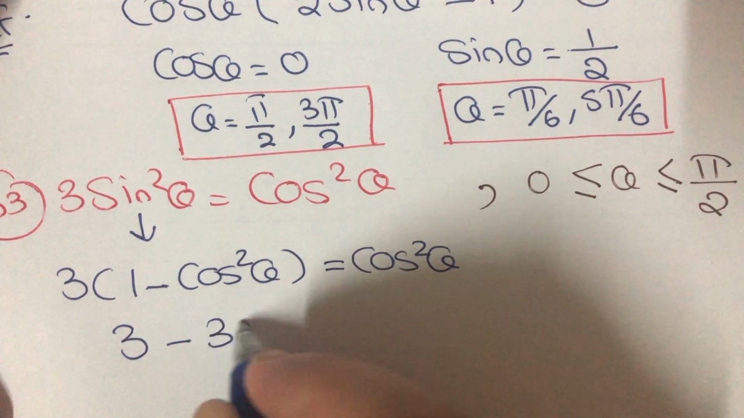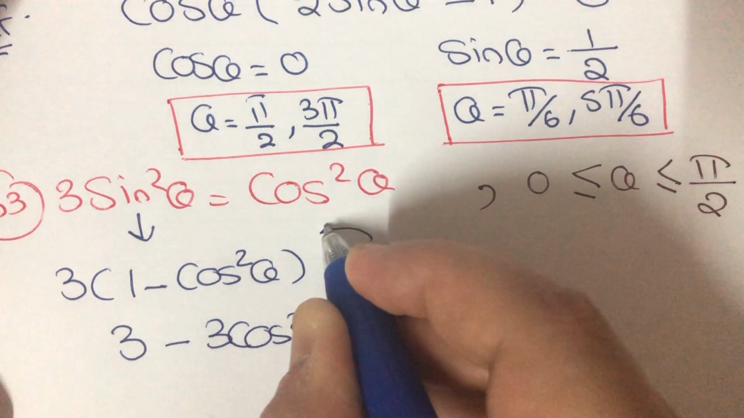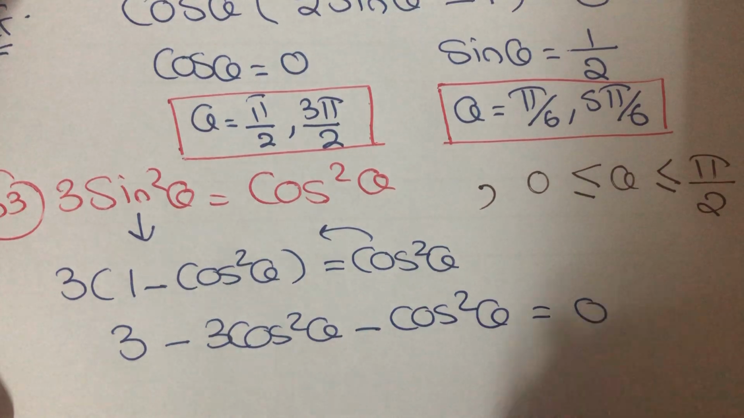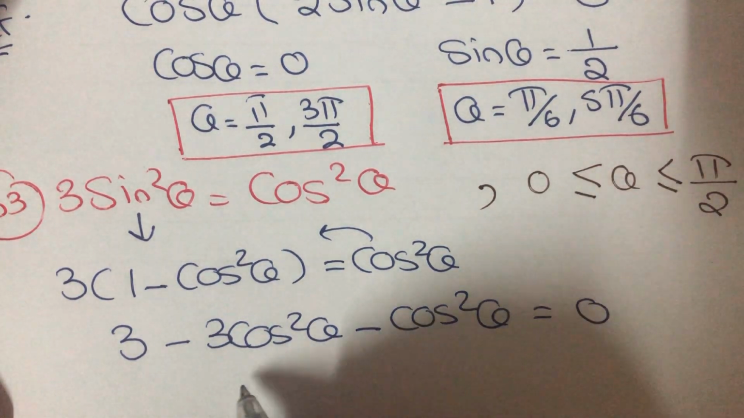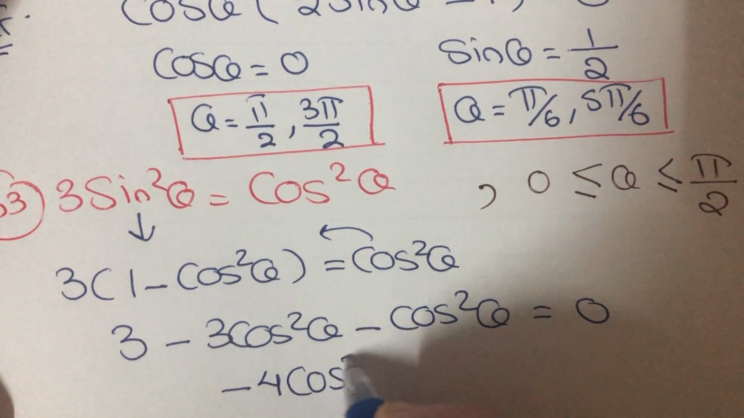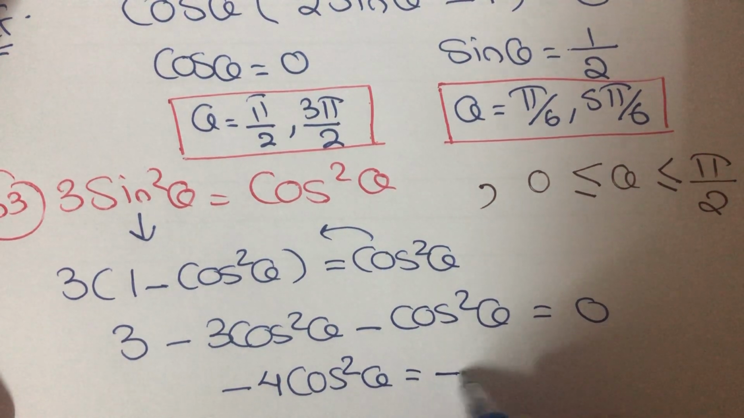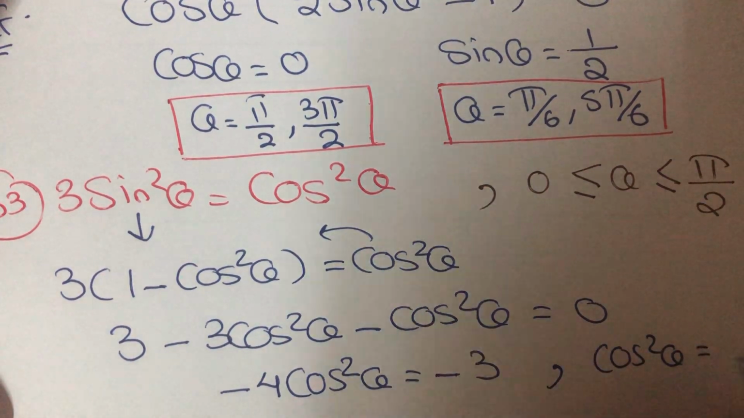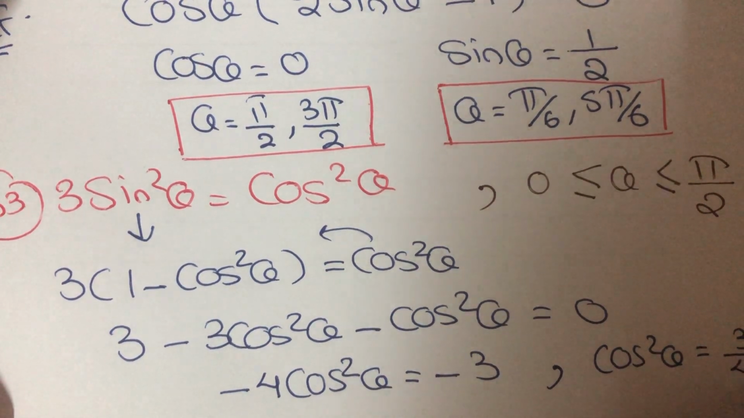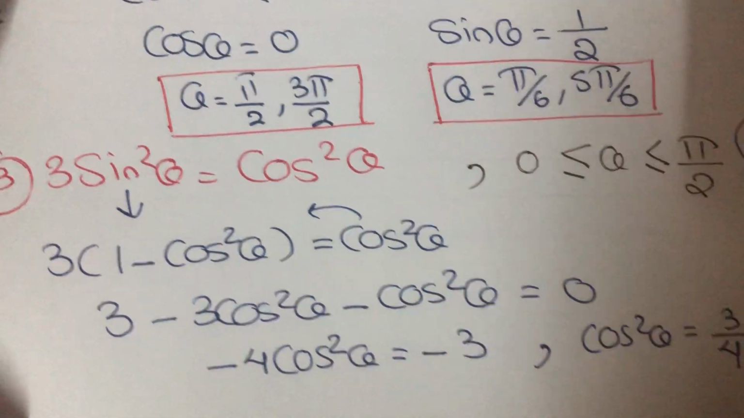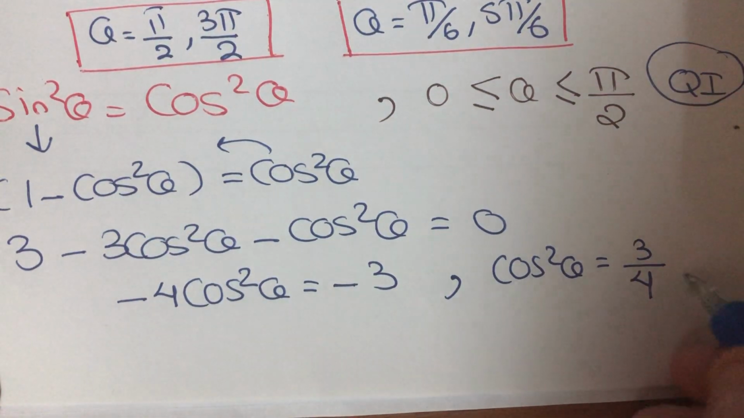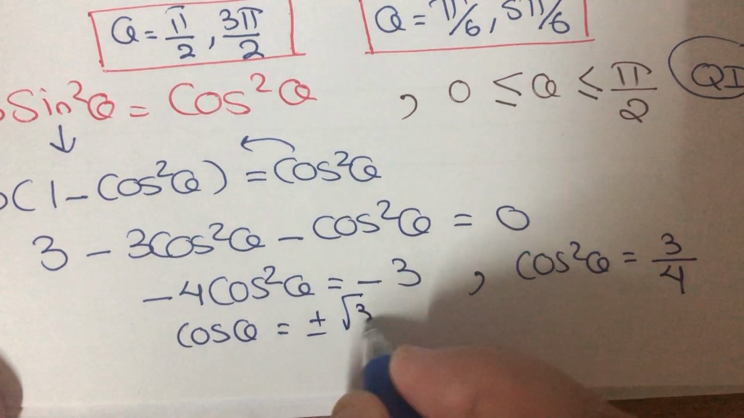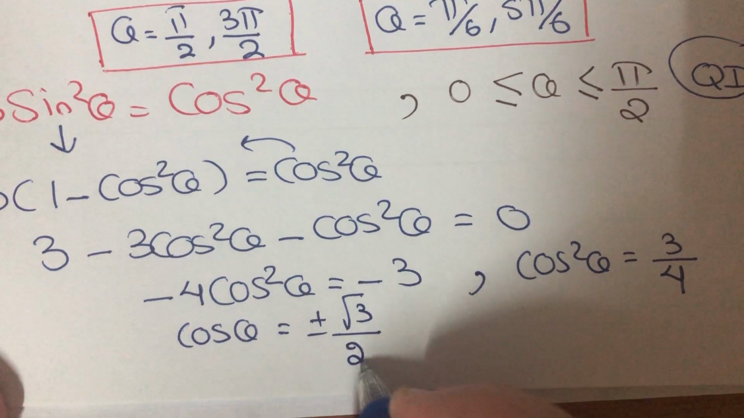Distribute: 3 minus 3 cosine squared theta. I'll take this to the left side in the same step, equals 0. Subtract, these are going to give me minus 4 cosine squared theta, which is equal to negative 3. And then cosine squared theta is equal to 3 over 4. I want to root, probably I'm going to end up with a root of 3 over 2. So cosine theta is equal to plus or minus root of 3 over root of 4, which is 2.